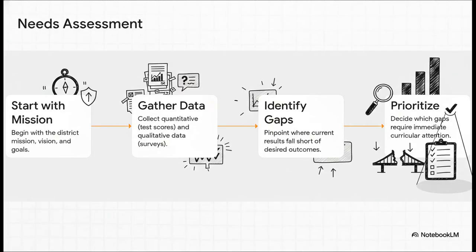So how do you do it? Well, first, you ground yourself in the district's mission and vision. Then you start gathering data, all of it. We're talking hard numbers like test scores, but also the qualitative stuff, surveys, conversations with teachers. Once you have all that, you can see the gaps clearly. And, this is so important, you can prioritize which ones need your attention right now.